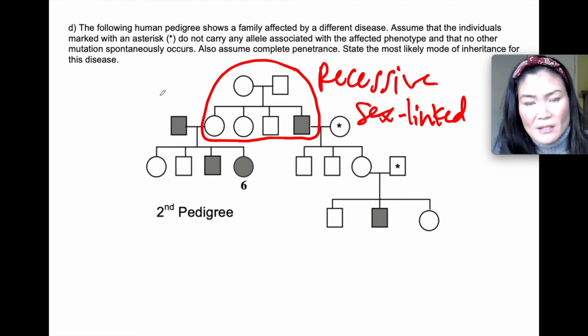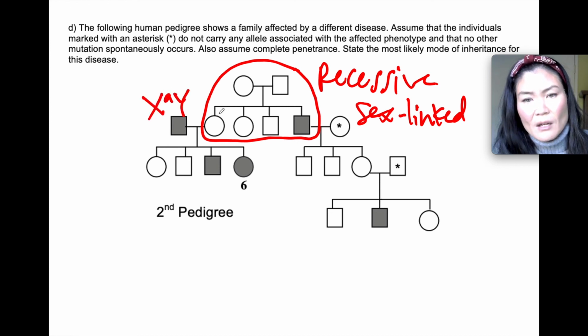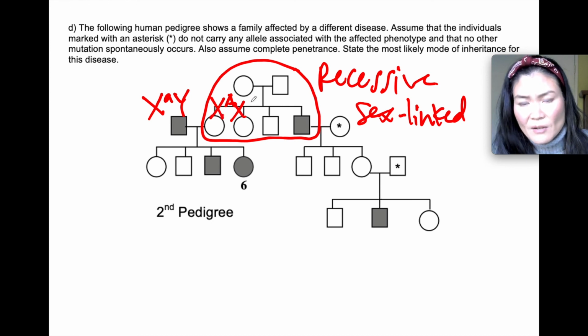The dad has it. Sex linked, recessive, right? So let's say X little a Y. The mom, we don't know what the mom is. She could be X big A X big A, or X big A X little a. We're not sure. The mom here could also be X big A X big A, or X big A X little a. We don't know. But her son, oh, you know what? Never mind. This mom is definitely heterozygous because she passed down that X little a to her son.